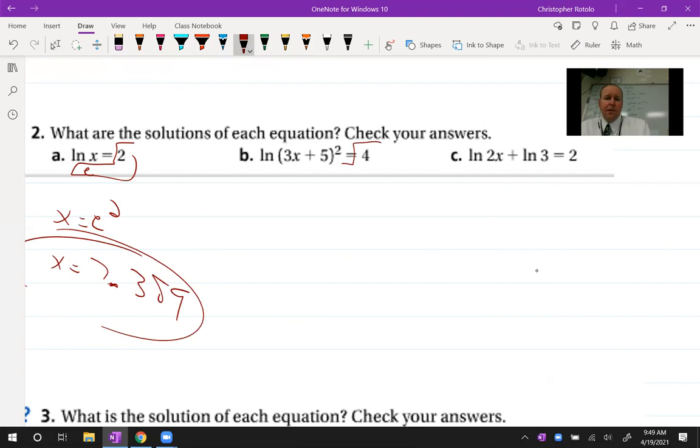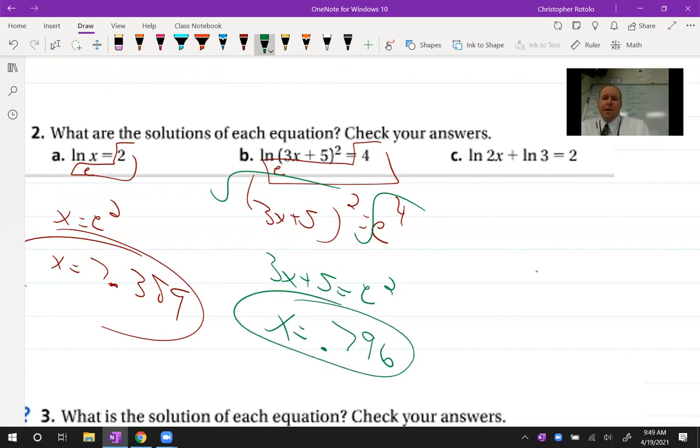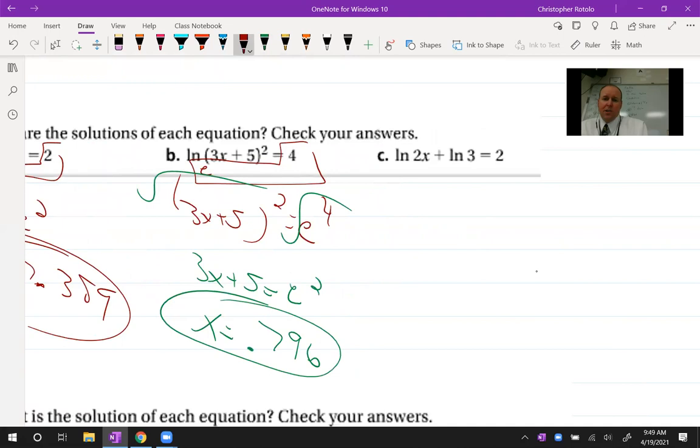All right, and the next one, the natural log is all by itself, so I need 3x plus 5 squared equals e to the 4th. All right, let's get the square root. So we get 3x plus 5 equals e squared. Okay, so that means it's at 7.3. We're going to subtract 5, okay, and divide that by 3. All right, so if you did the calculator work correctly here, we got 7.796.